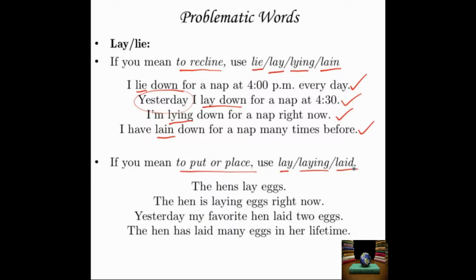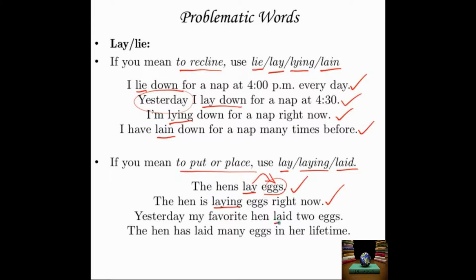Okay? Now, here's the thing. If you are talking about the version of lay that means to put or place, it always, always, always needs a direct object. So the way I remember this is with chickens. When chickens produce eggs in English, it's called laying. So, the hens lay eggs. Okay, direct object eggs receives the action of the verb lay. The hen is laying eggs right now.